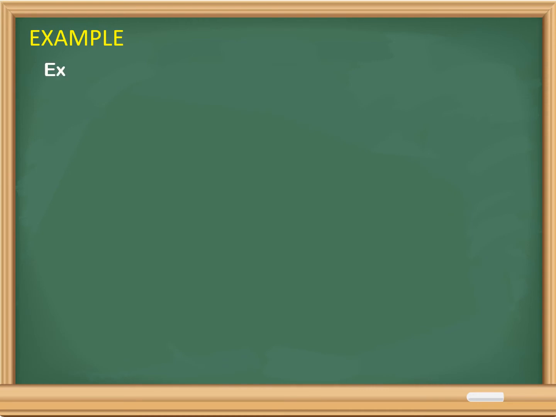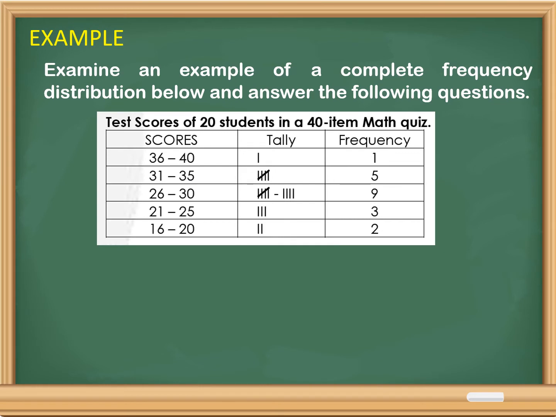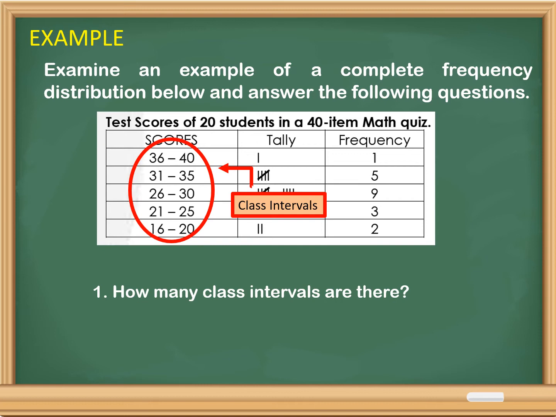Okay, so let's have an example. Examine an example of a complete frequency distribution below and answer the following questions. So we have a table for the test scores of 20 students in a 40-item math quiz. So these are the questions. First, how many class intervals are there? The class intervals are 36 to 40, 31 to 35, 26 to 30, 21 to 25, and lastly we have 16 to 20. So meaning the answer number 1 is 5.